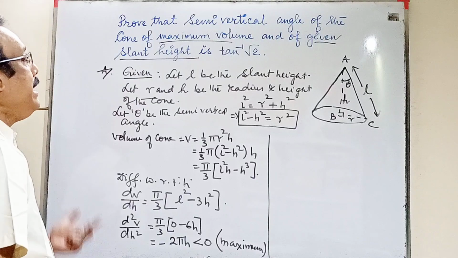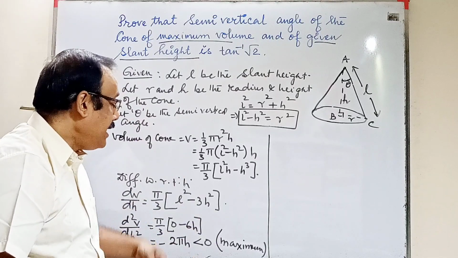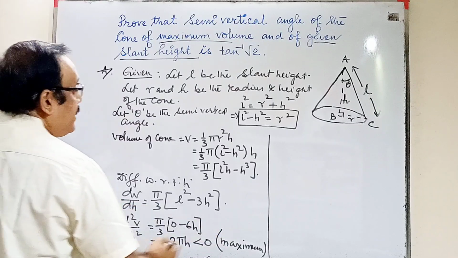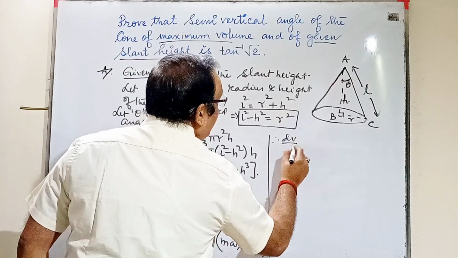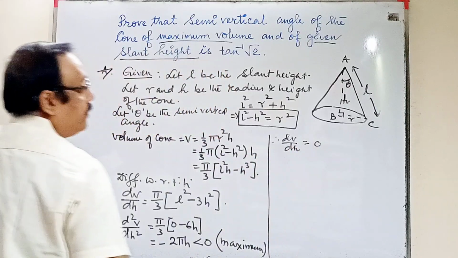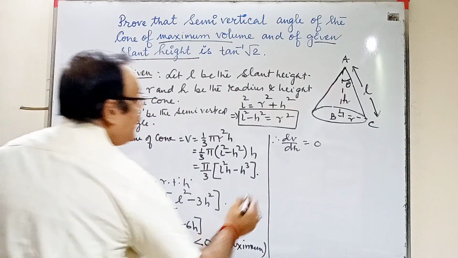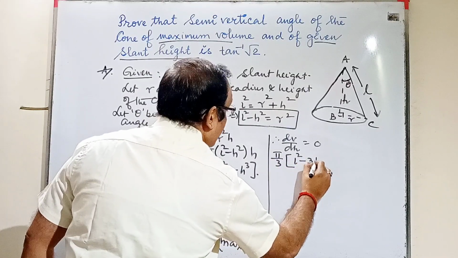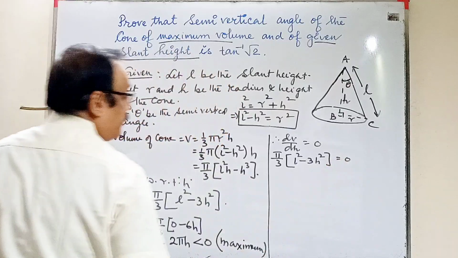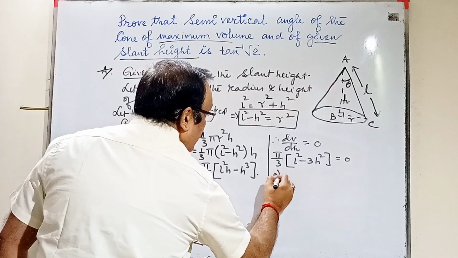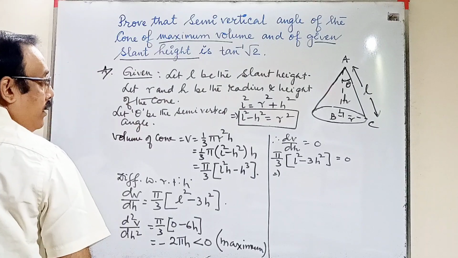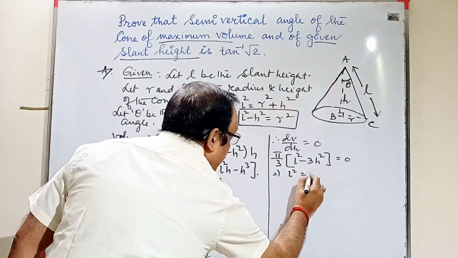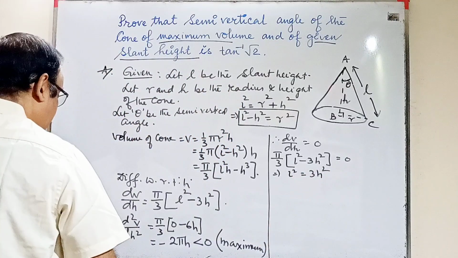Now we need to find out the critical point, for what value the volume has become maximum. So for that reason, we have to put dV by dH equal to 0. So dV by dH is pi by 3 into L square minus 3H square equals 0. So that entire part will be 0, so L square will be equal to 3H square.